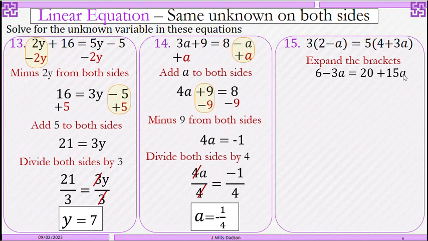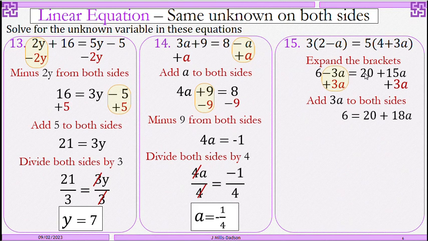So expanding the bracket sets us up like all that we've done for these two examples. Now you check. There are 15 lots of a and there's negative 3a. So there's more on the left hand side. So we need to get rid of negative 3a. To get rid of negative 3a, we add 3a to both sides. So that this becomes 0 and we have only 6 on the left hand side.